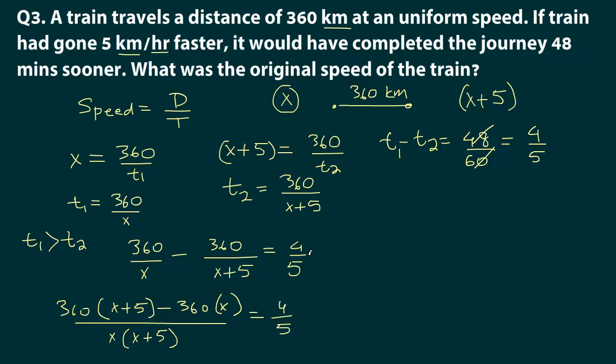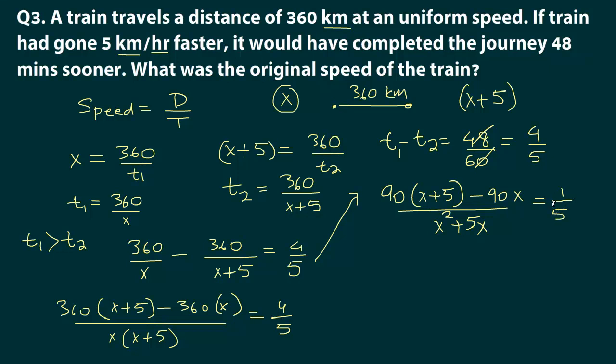I think we should do one other thing. We know that 360 can be written as 4 times 90. I think we should do that, because otherwise we'll be dealing with very large numbers. Let's move this to this side, and this time divide both sides by 4. In the numerator here we will have 90 times x plus 5 minus 90x, the entire thing divided by x squared plus 5x, equal to 1 by 5.